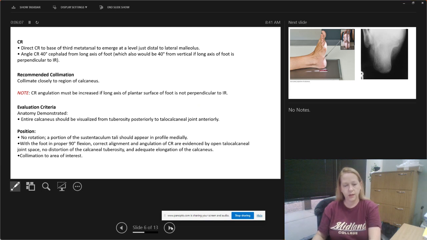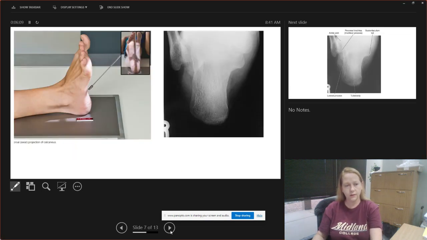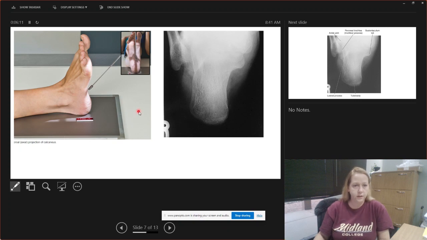Let me show you what the projection looks like. So here's what the projection looks like. This foot is straight up and down, and I always say toes pointed towards the ceiling. This is a good 90-degree angle, and this person isn't having to pull their foot back. It looks like they can do it pretty well without any help. This is a 40-degree angulation into the midshaft, the middle of that foot right there.